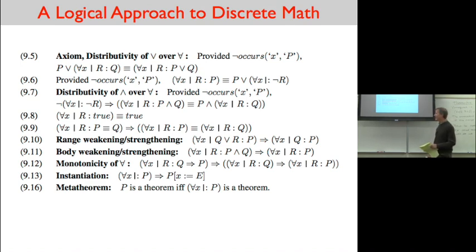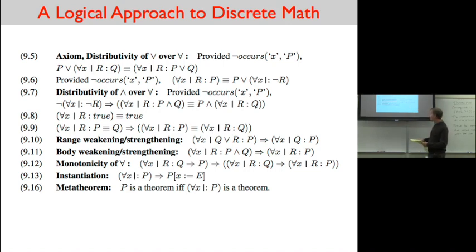Truer? So anyway, you'll have to puzzle on that one. Put that in your list of to-dos. And 9.9 is another one for the homework. For all x range R, body P equivalence Q, that implies for all x range R body P equivalence for all x range R body Q. So that's another one for you to puzzle over.